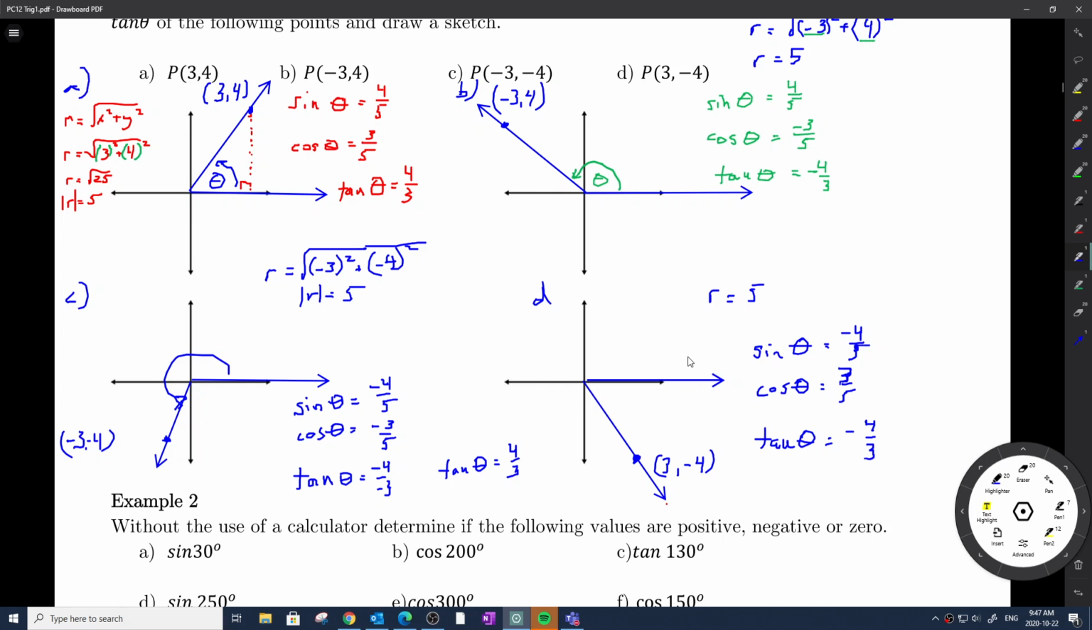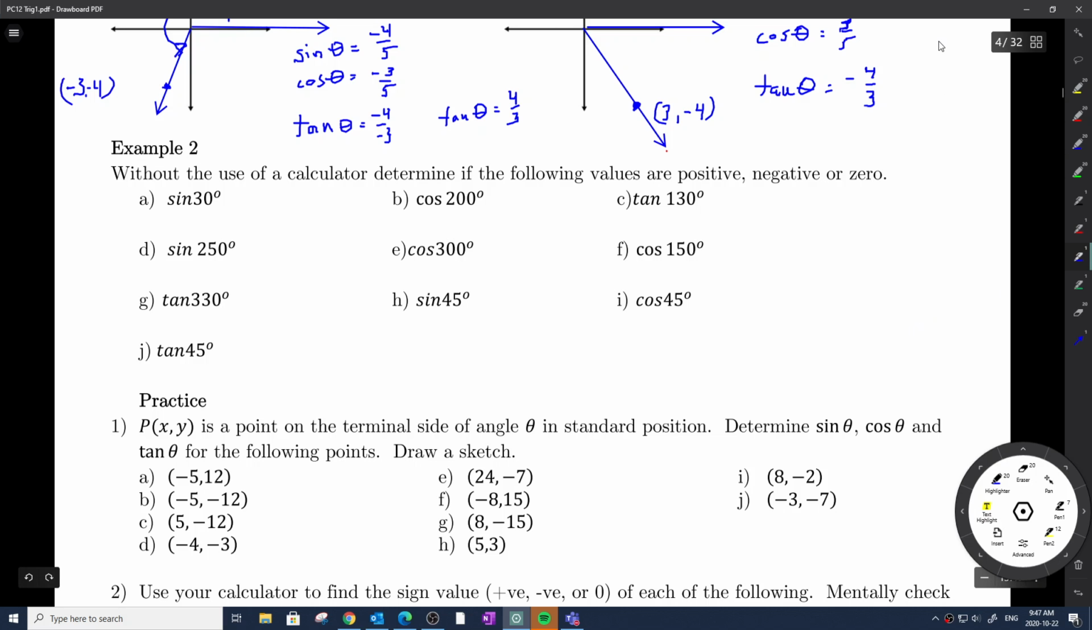Secondly, or maybe lastly, notice how sine, cosine, and tangent, whether they're positive or negative, are really largely determined by where x and y and the slopes are positive and negative. Anyways, let's move on to the last example.